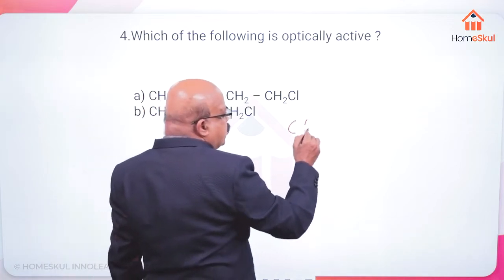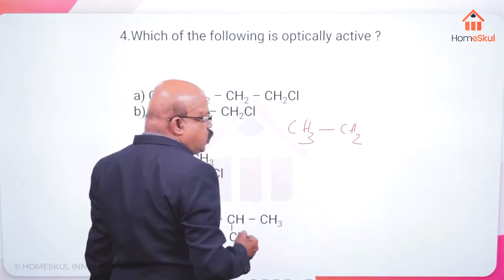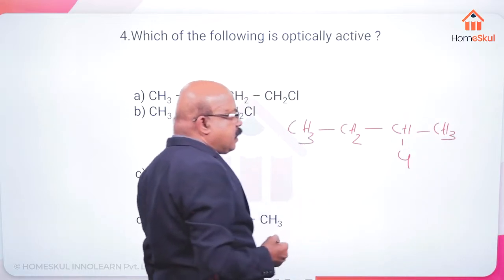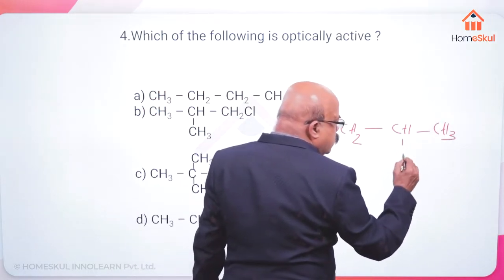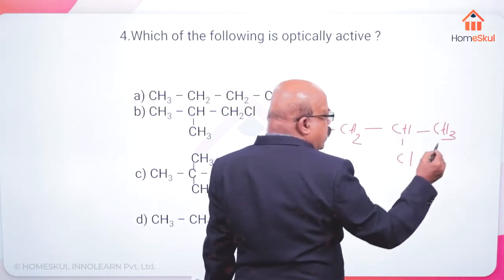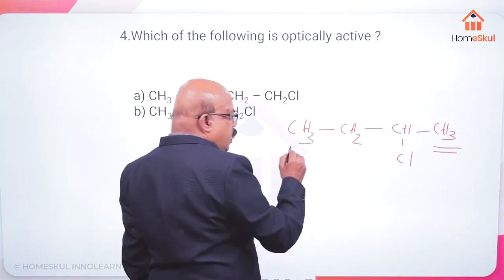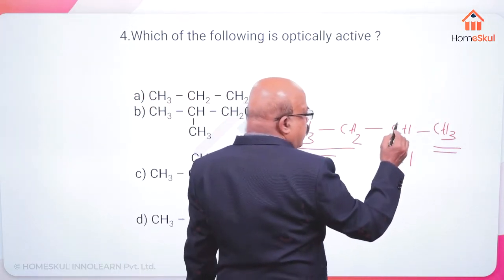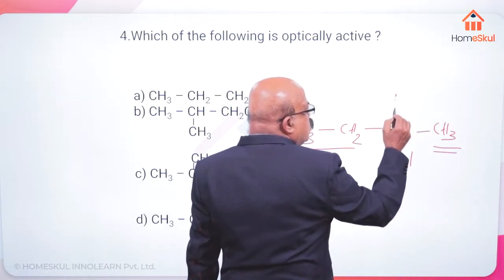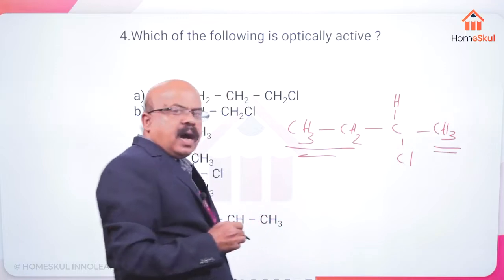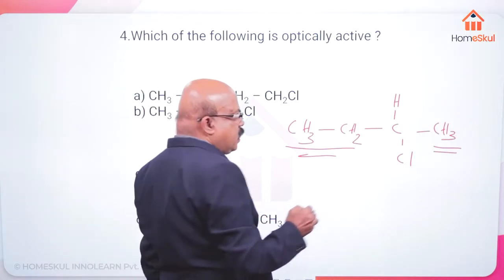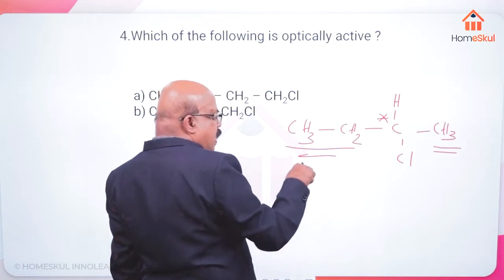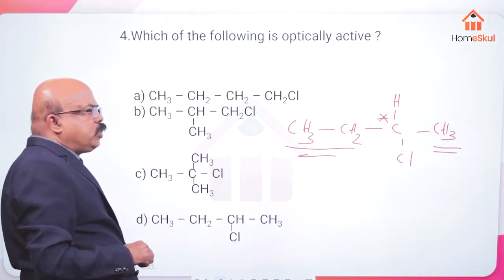In the fourth one, option D, CH3CH2CHClCH3, this is the compound given. Here the halogenated carbon, the chlorine connected carbon, is connected to one CH3 group, one ethyl group, one chlorine and one hydrogen. So this carbon is connected to 4 different groups. Here one group is CH3, another is ethyl, another is chlorine, and the other is hydrogen. It is a chiral carbon. So this molecule can exhibit optical activity.